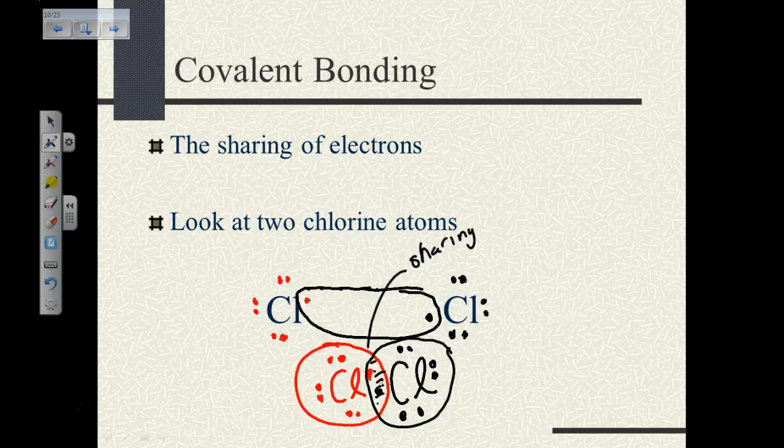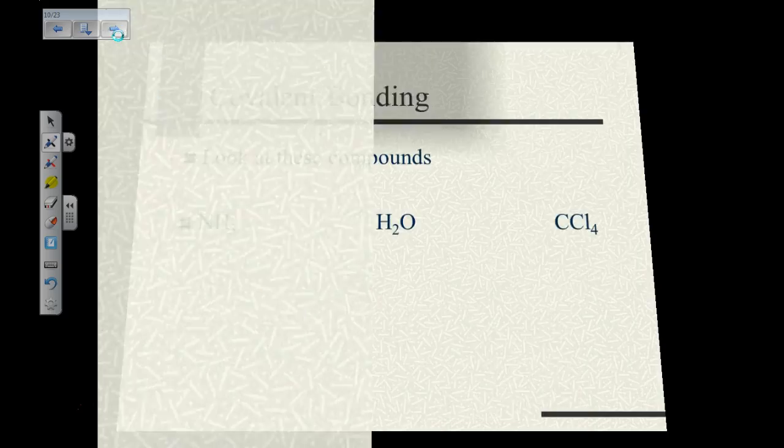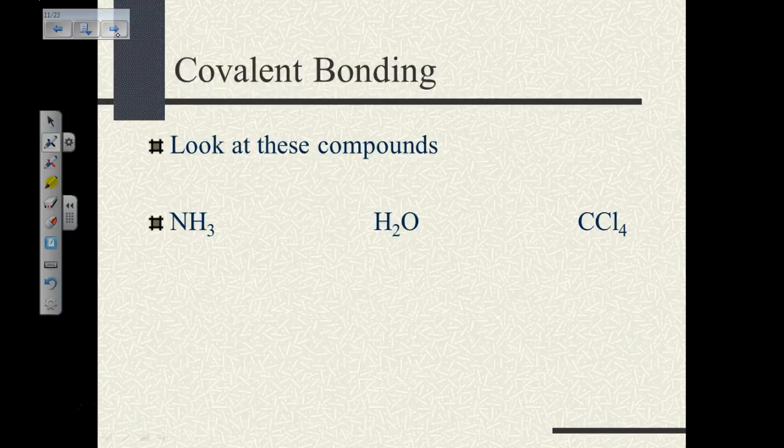Actually, this happens so much that chlorine is found in nature not as Cl. You can't ever find Cl alone, but because of its electronic structure, chlorine is found as Cl2. Okay, and that's how we find it when we're looking for it out in nature. Now, let's do some sample problems here.